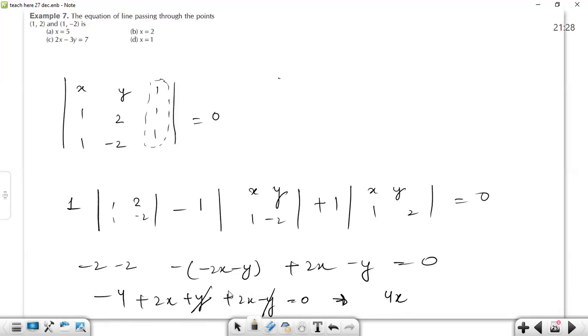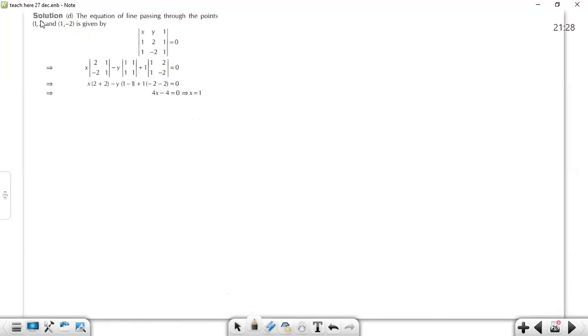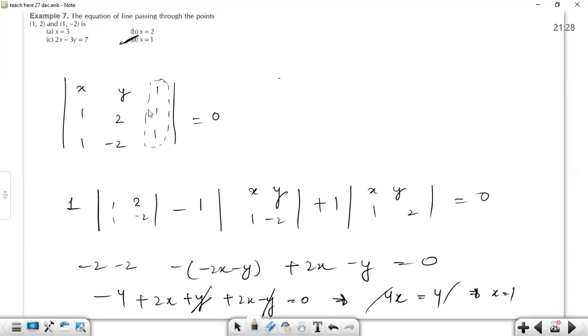4x on the left-hand side, minus 4. Let's bring the minus 4 onto the right-hand side. So simple, 4 cancels 4, x is equal to 1. D should be the correct answer. Yes, it is the case. Any doubts, anyone?